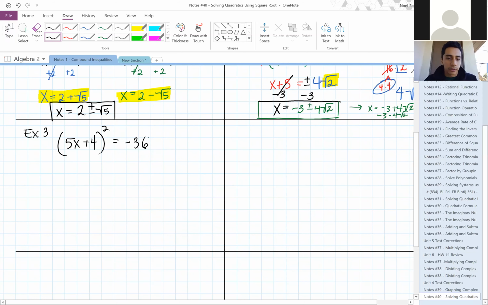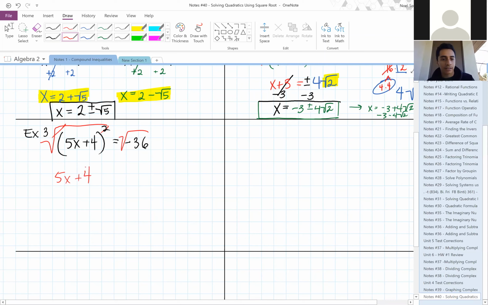All right, so let's see what we can do with this, okay? First of all, there's no terms on the outside of the parentheses that we need to get rid of first, so we can just go ahead and apply the square root, right? So if we apply the square root on both sides, notice here that the square and square root cancel. We can bring down the 5x plus 4.